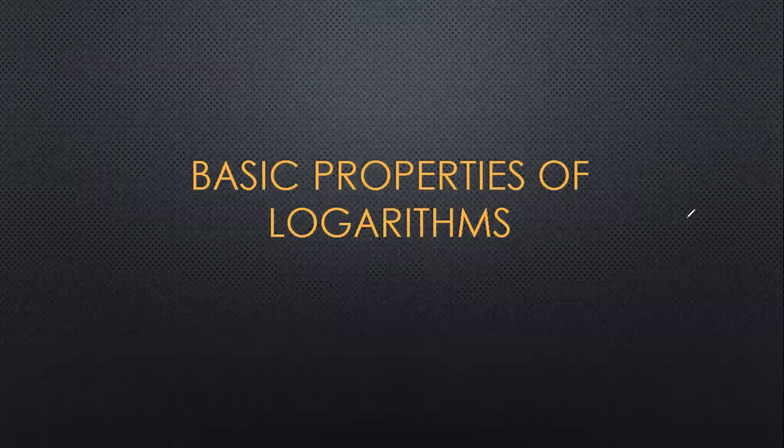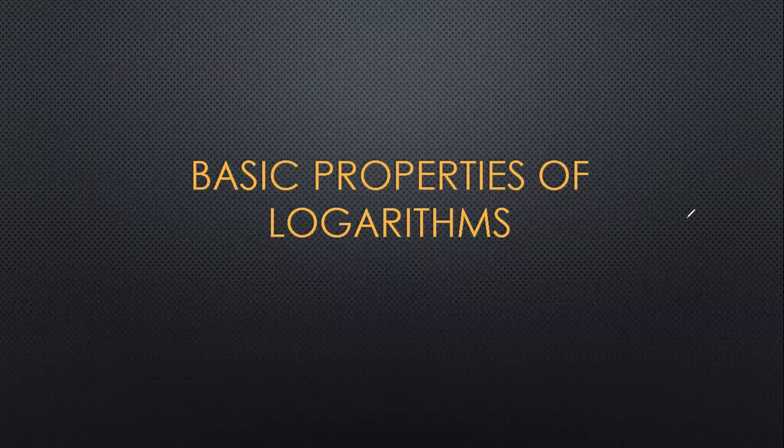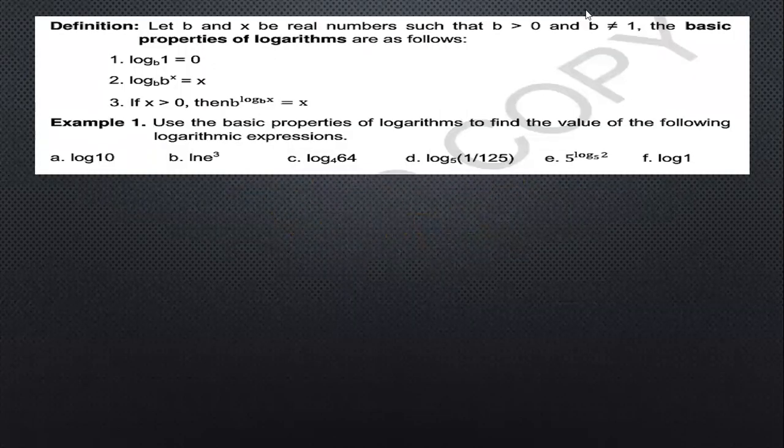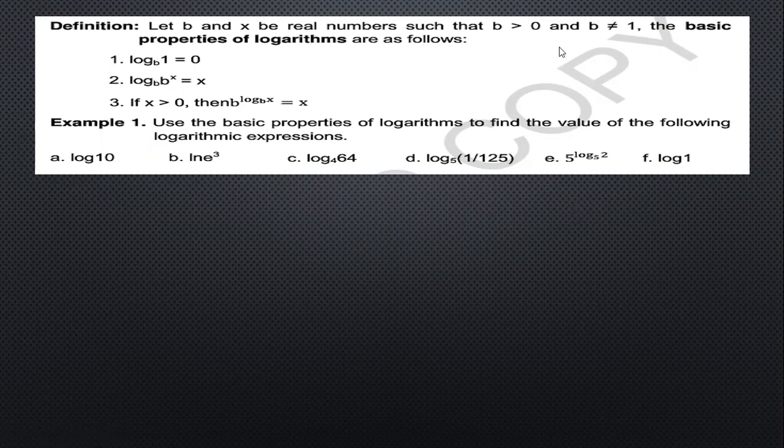Good day, everyone. Our topic for today is all about the basic properties of logarithms. To start, let us have this definition. Let b and x be real numbers such that b is greater than 0 and b is not equal to 1. The same condition applies in our exponential form, that b is greater than 0 and not equal to 1. The basic properties of logarithm are the following.